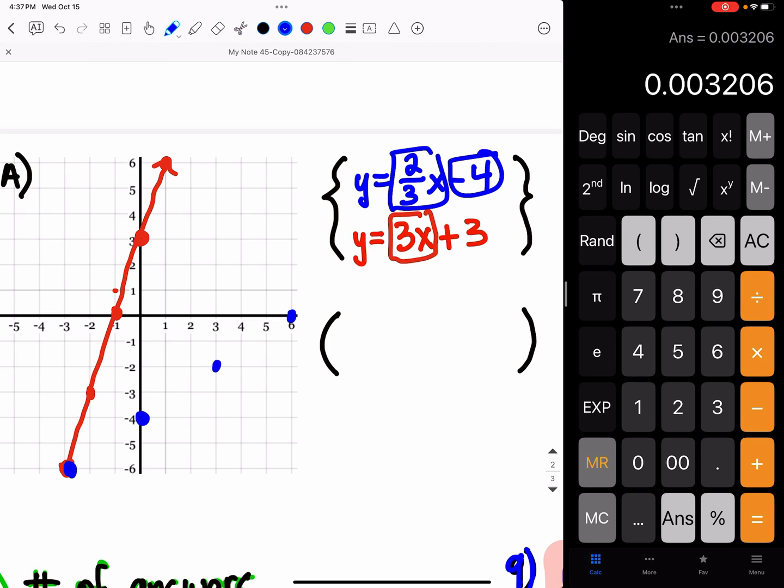I did the future, now I'll do the past. That's where they hit, so it looks like both of them hit right here. 3 days ago, negative 3 days, they both had negative $4.